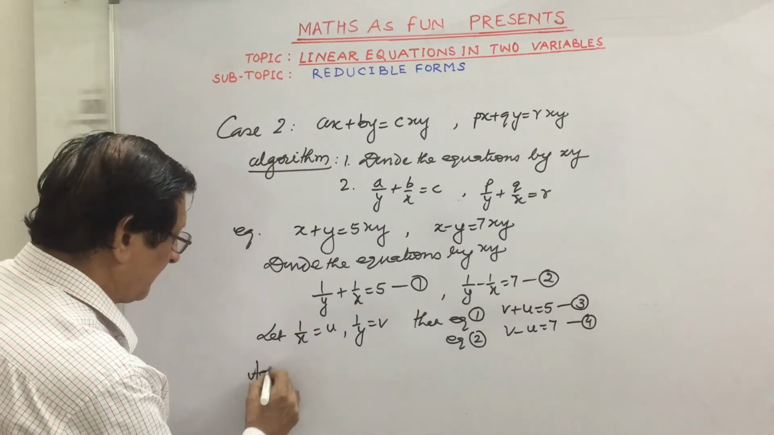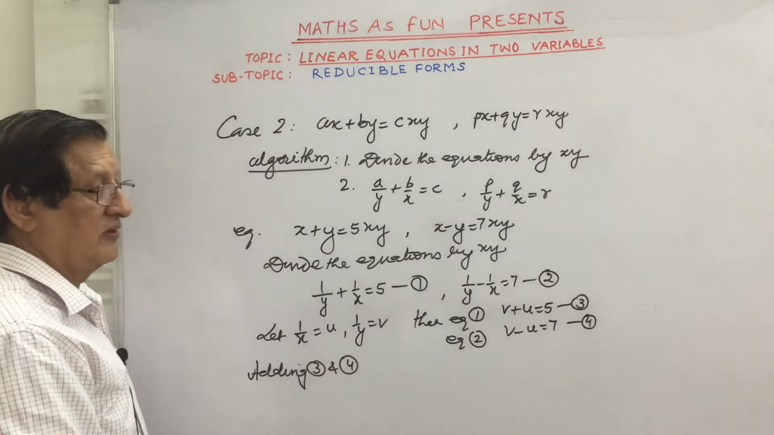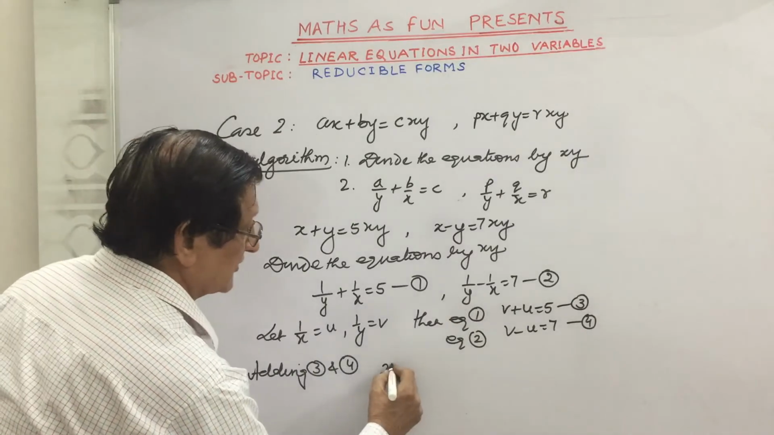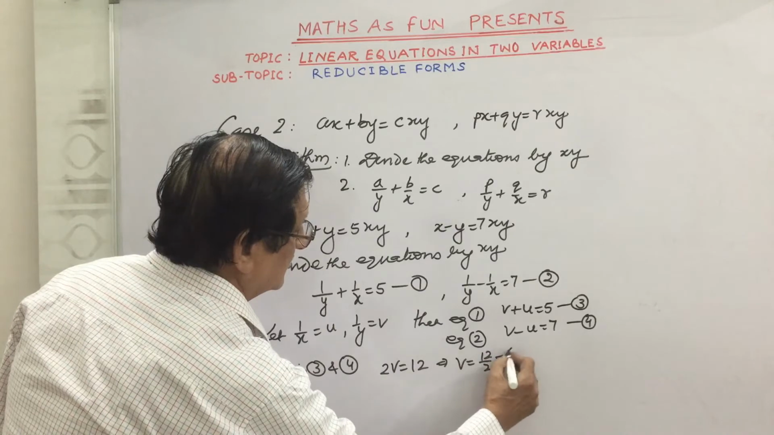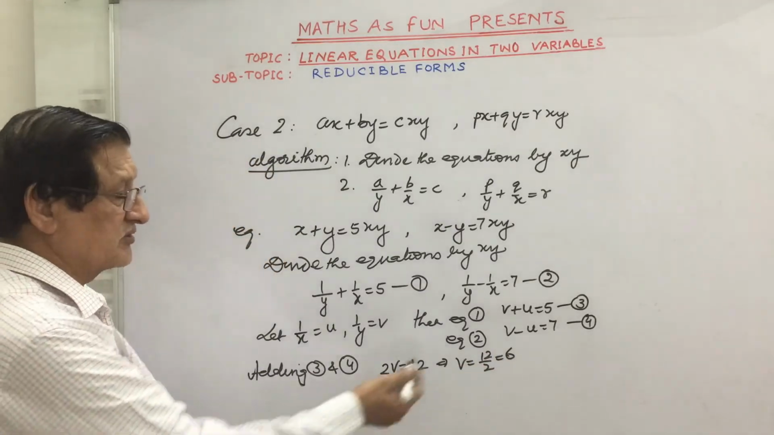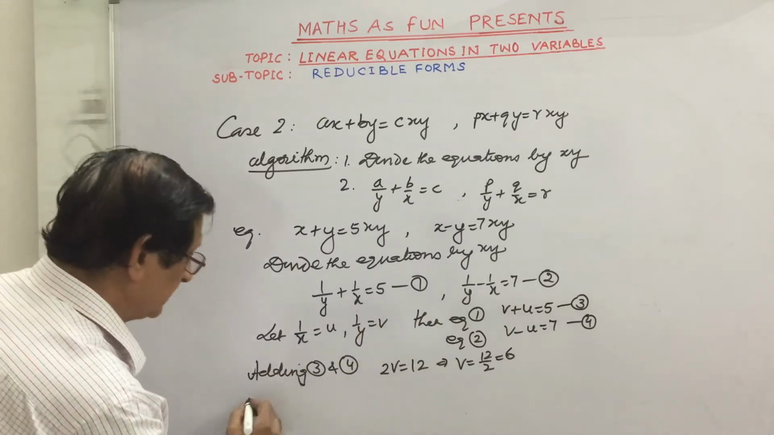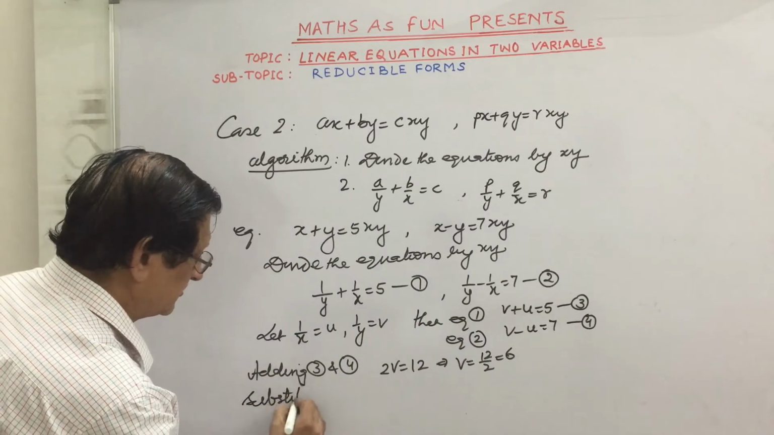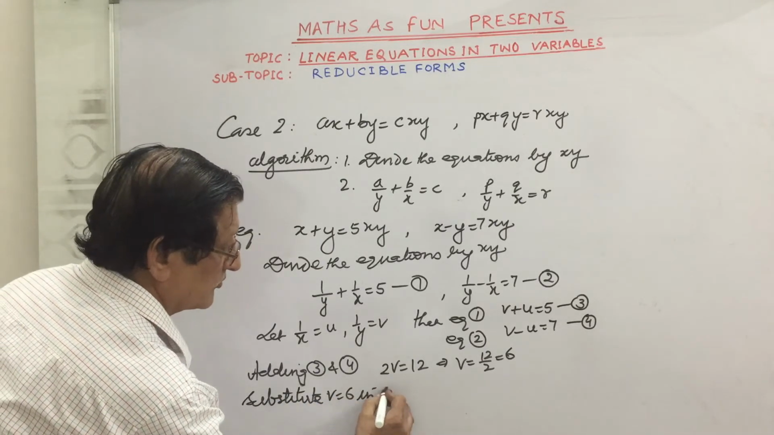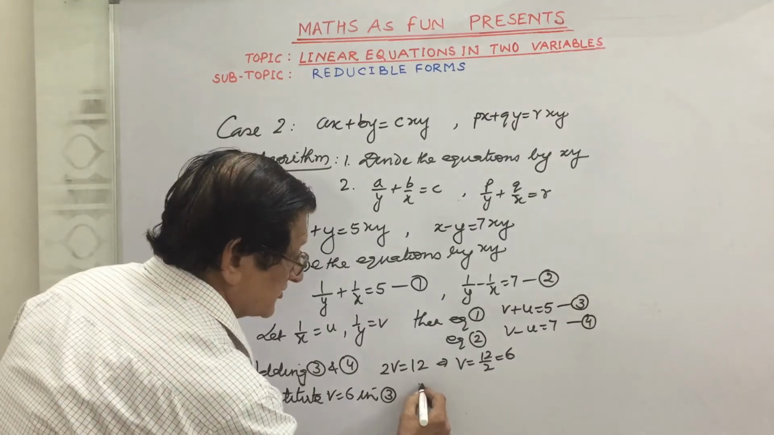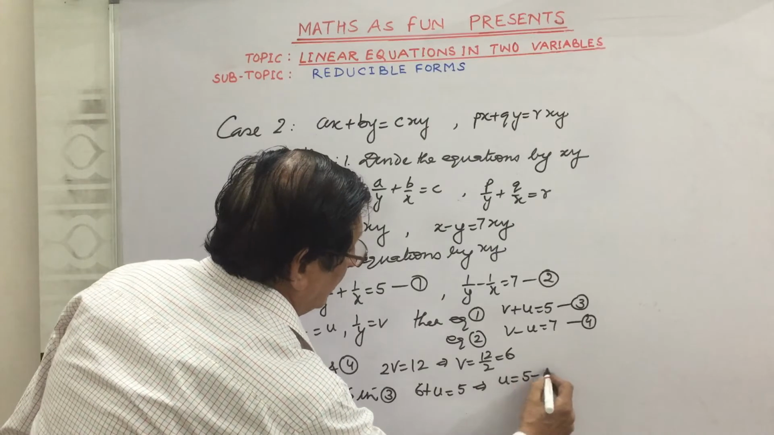If we add 3 and 4, u and u get cancelled, and this is 2v is equal to 12, or we get v is equal to 12 upon 2, that is 6. And then substitute this value of v in any one of these equations. Suppose we substitute v equal to 6 in 3. We get 6 plus u equal to 5, or we can say u is equal to 5 minus 6, that is minus 1.